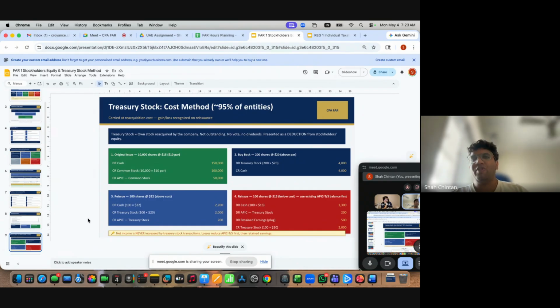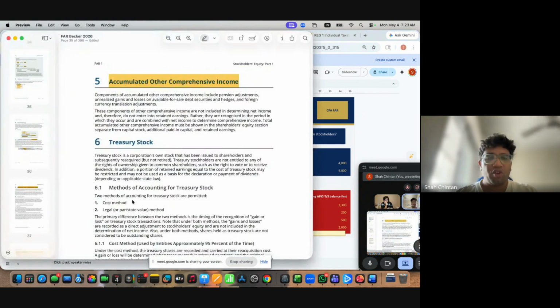We will see stated value, par value tomorrow. End results are the same. So there is no change in the balance sheet or income statement or financial statements. Total is the same. It's just different routes of how you approach the destination. So let's start with treasury stock with the cost method.